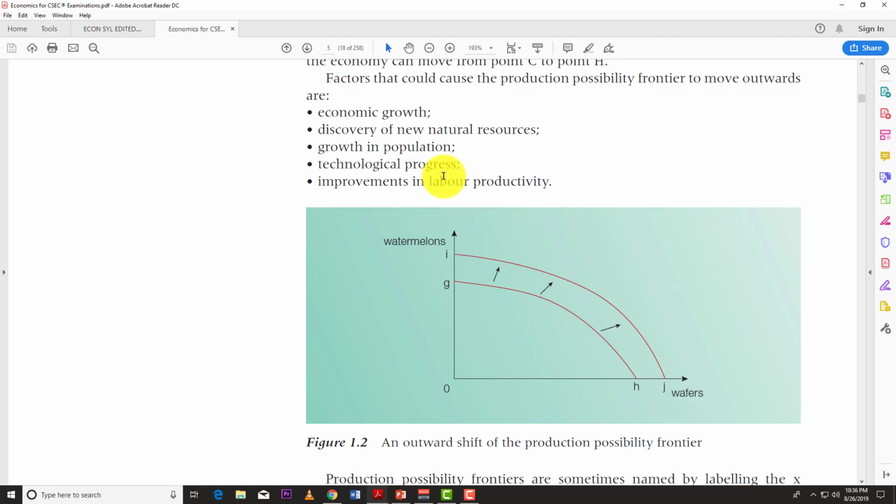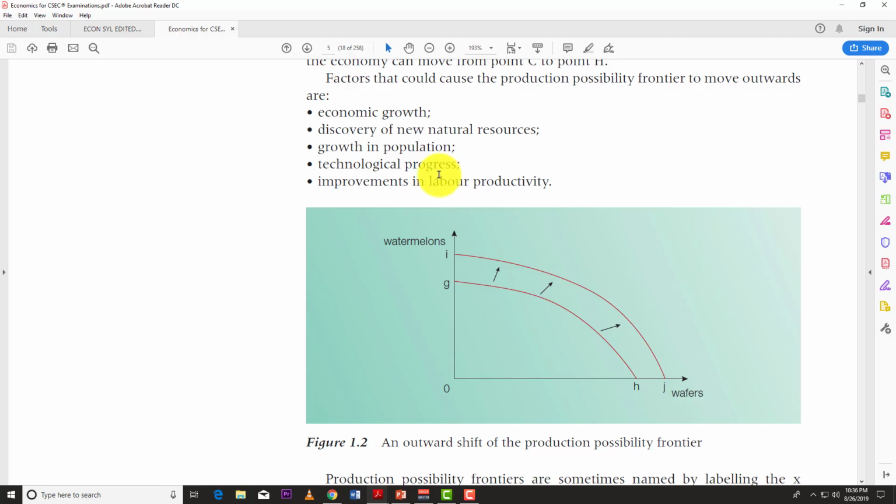If a hurricane comes through and destroys all your crops, destroys a lot of your productive resources, your factors of production, or a natural disaster such as a flood destroys them, then your production possibility curve would shift inwards because you're losing resources.